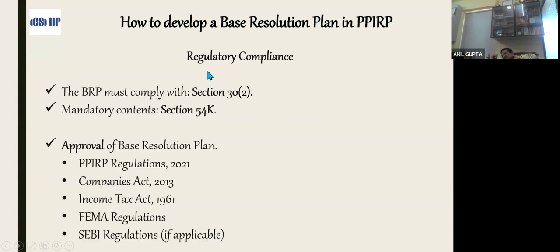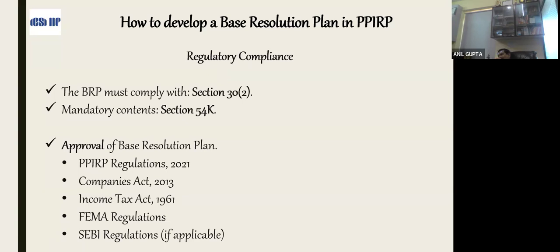Now, the regulatory compliances. The base resolution plan must comply with Section 30(2), particularly whatever the waterfall mechanism, whatever the minimum liquidation amount that is to be paid to the operational creditor. All these things are to be mentioned. Mandatory contents under Section 54K and the approval of the base resolution plan.